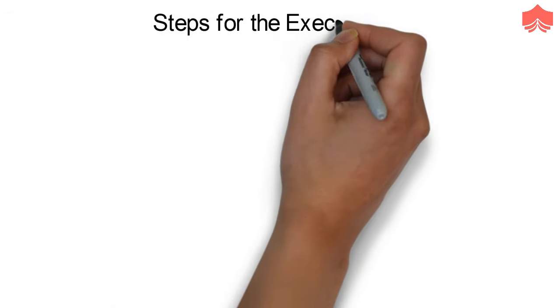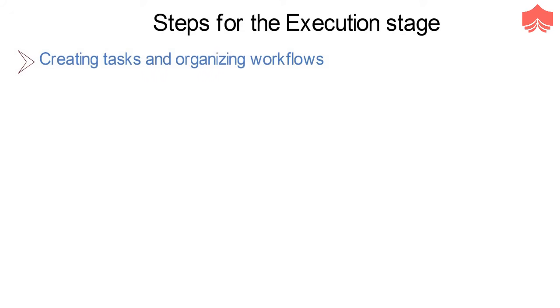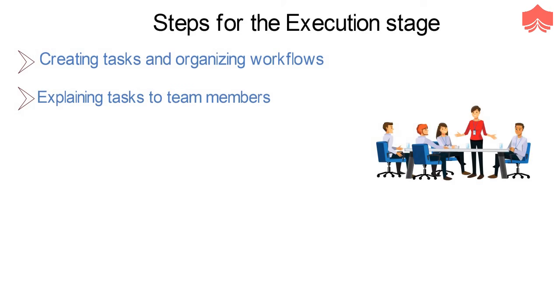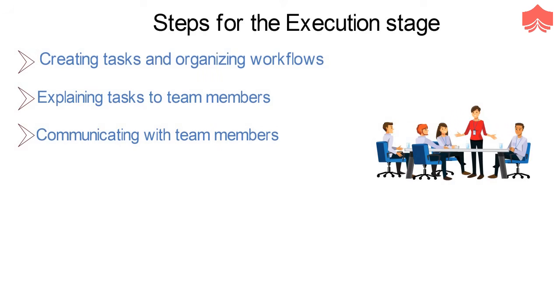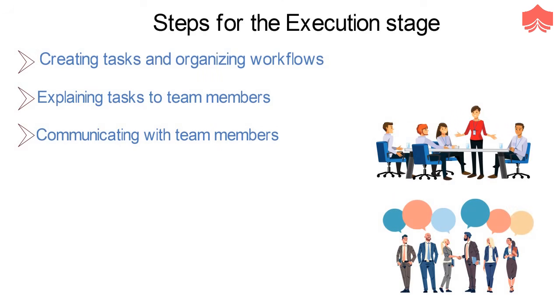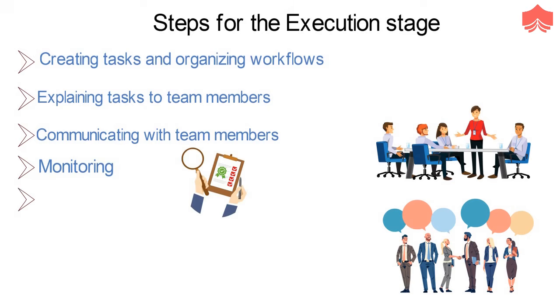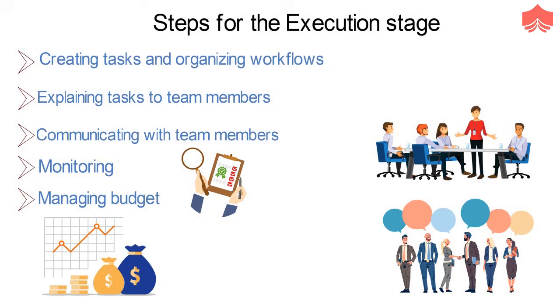Project management steps for the execution stage include creating tasks and organizing workflows by assigning granular aspects of the project to the right team members, explaining tasks to team members, providing necessary guidance on how the tasks should be completed, and organizing process-related training if necessary, communicating with team members, clients, and upper management, and providing updates to the stakeholders at all the levels, monitoring quality of work, and managing the budget.